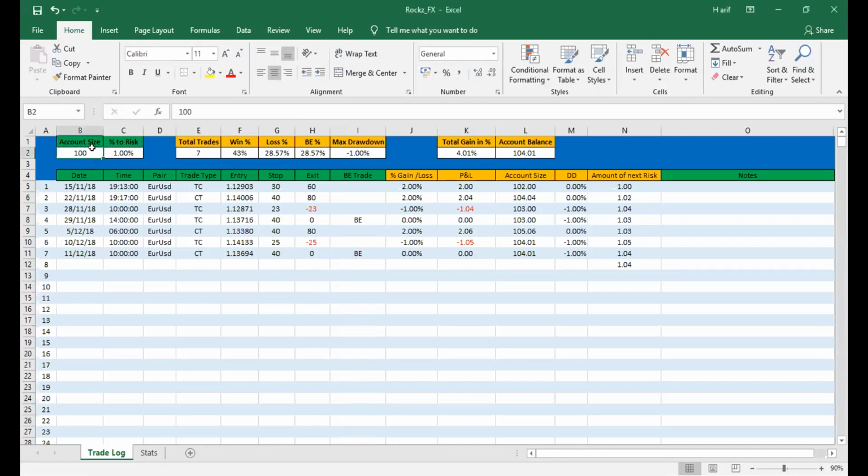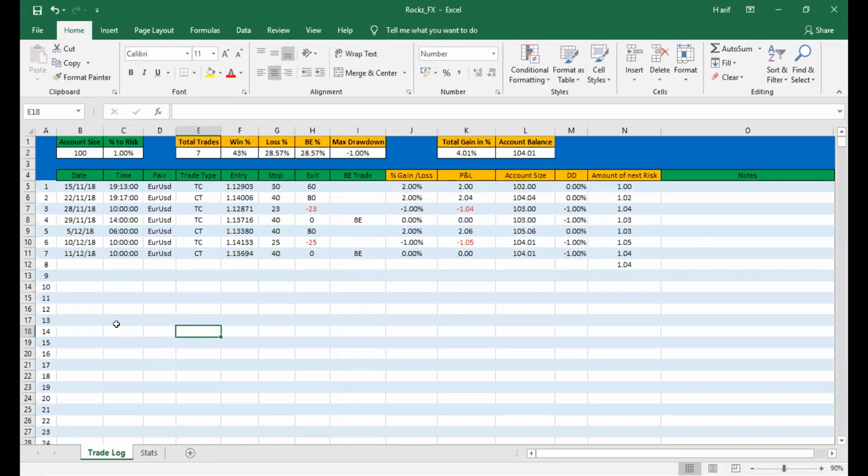If we start with account size, you can put in whatever account size you want to start with. You can do 200, you can do 100, whatever you want. So we'll start off with 100. And then the risk is how much you want to risk per trade. I've just put 1% there. You can change it to 2% if you want, and that will update everything for you guys. We'll leave that on 1%.